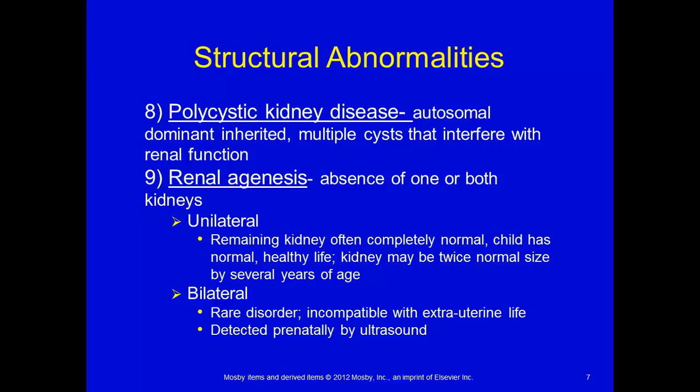As opposed to bilateral renal agenesis, where there are no kidneys. Pretty rare, but obviously you can imagine, it's completely incompatible with extrauterine life. So these babies, unfortunately, will die pretty soon after birth if they don't have either kidney. And again, this type of structural abnormality can be detected even before the baby's born, prenatally by ultrasound. So again, certainly more rare to have a bilateral lack of kidneys as opposed to the unilateral, but when it does happen, it is compatible with life.